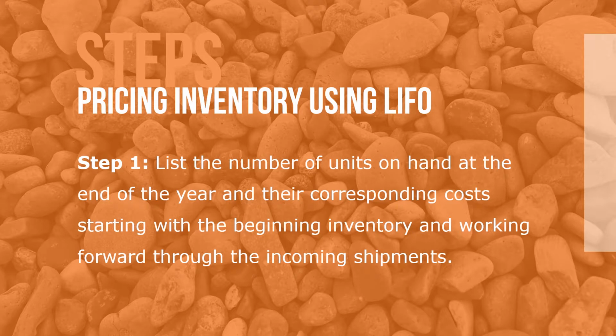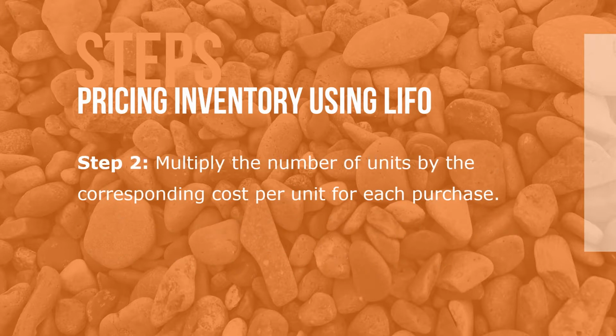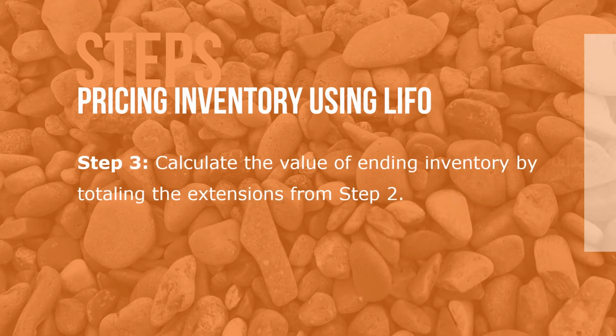Here are the steps using LIFO. Step 1. List the number of units on hand at the end of the year and their corresponding costs, starting with the beginning inventory and working forward through the incoming shipments. Step 2. Multiply the number of units by the corresponding cost per unit for each purchase. Step 3. Calculate the value of ending inventory by totaling the extensions from Step 2.